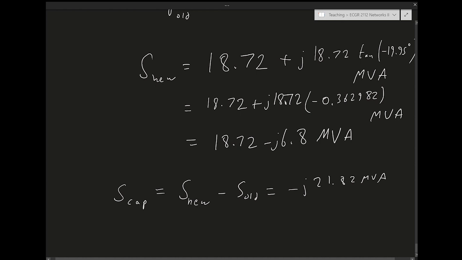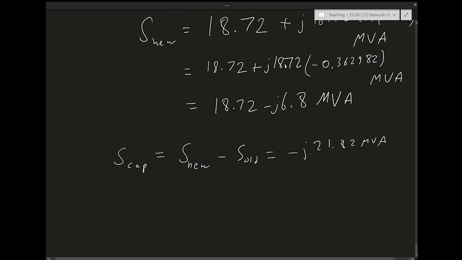Positive Q is consistent with an inductor. Okay, so this is the amount of reactive power that the caps need to generate. But remember, there's a difference here compared to the single phase case. Here we have 3 caps. So this amount is going to be divided over 3 caps. So we need to take this amount and divide it by 3 to find the amount per single capacitor.